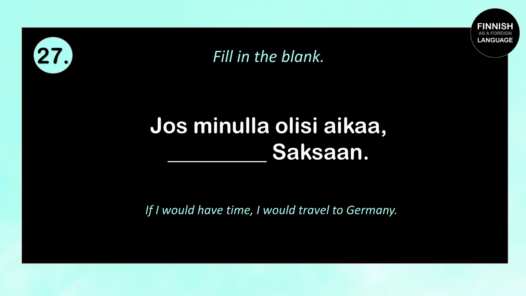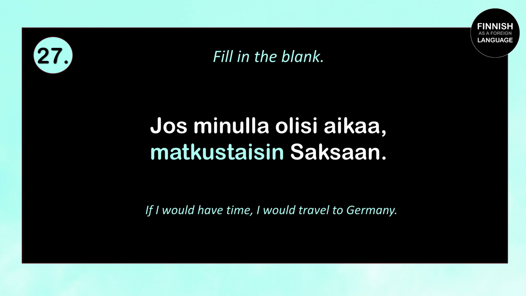Next one. We have only 3 exercises left. So let's keep going. Now we need the conditional. We want to say, if I would have time, I would travel to Germany. In Finnish, jos minulla olisi aikaa, Saksaan. Please fill in the blank. Perfect. It's matkustaisin. Jos minulla olisi aikaa, matkustaisin Saksaan. If I would have time, I would travel to Germany.